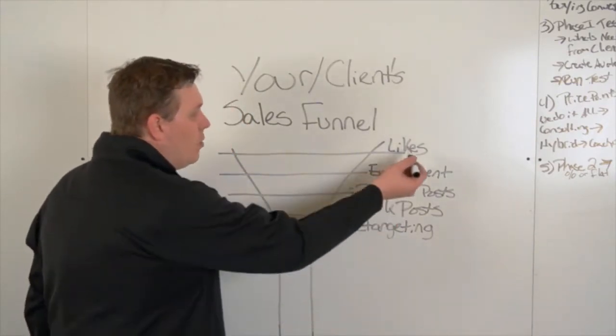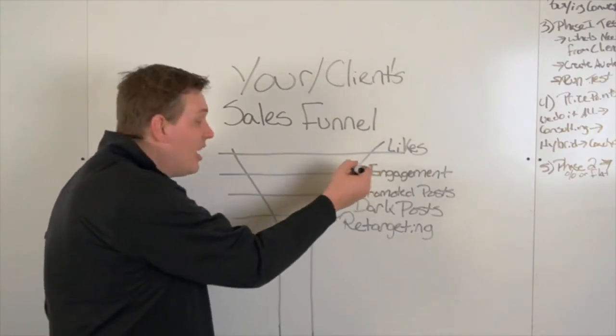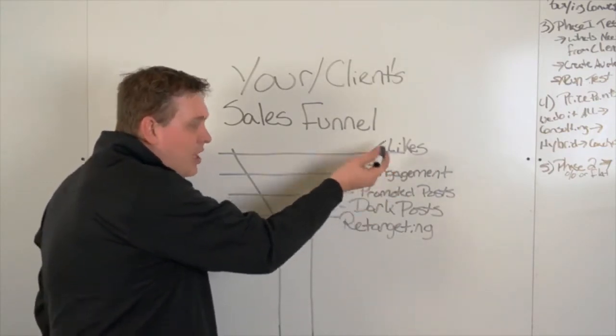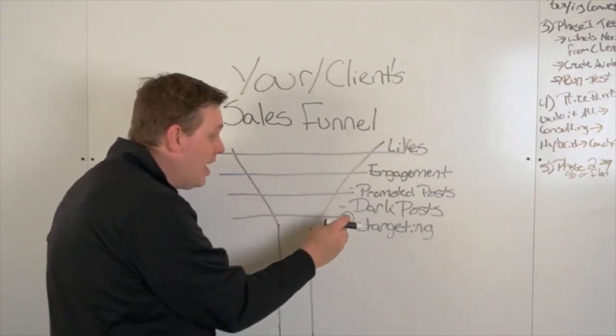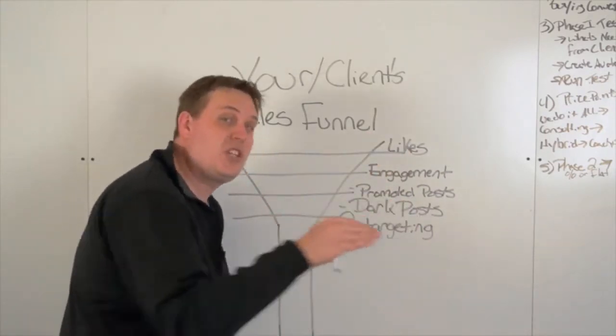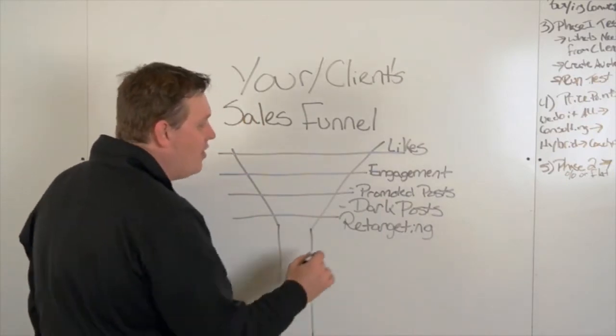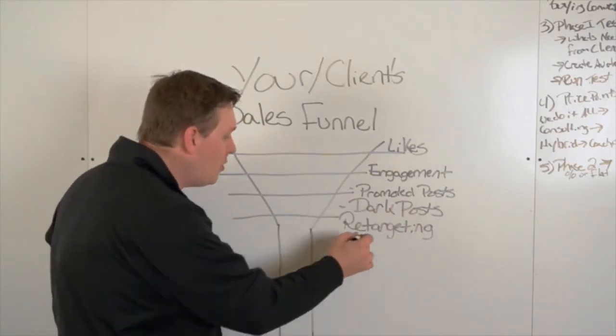Meaning, we get likes to get them into the funnel. We start engaging with them. We do promoted posts so they keep on seeing our content. Then all of a sudden, the people who didn't like our page, they're seeing these dark posts because we're reaching out to a bigger audience. And then as soon as they land onto our webpage, we can retarget them.